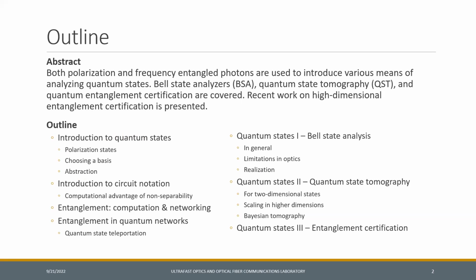So first we're going to introduce quantum states through polarized photons, and then we're going to talk about quantum circuit notation. We're going to talk about the value of entanglement, both in computation and in networking and quantum communications. And then we'll move on to talking about 3 big ways that people are interested in studying quantum states. This is through Bell state analysis, through quantum state tomography, and through entanglement certification.